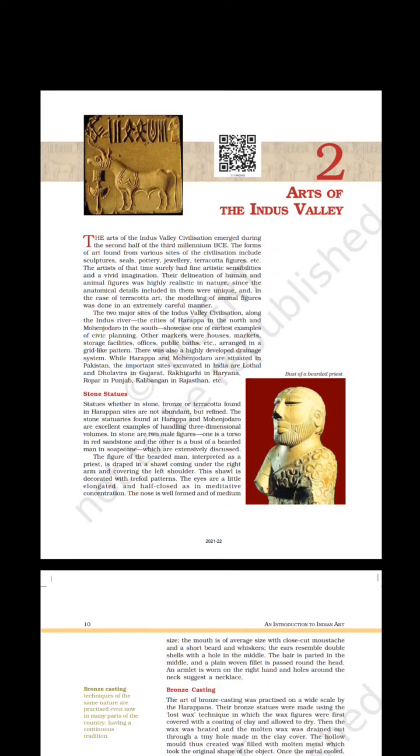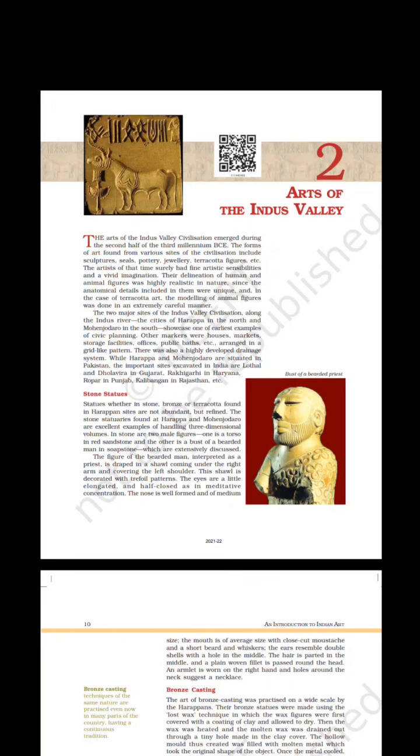The two major sites of the Indus Valley civilization along the Indus River, the sites of Harappa in the north and Mohenjo-daro in the south, showcase one of the earliest examples of civic planning. Other markers were houses, markets, storage facilities, offices, public baths, etc., arranged in a grid-like pattern. There was also a highly developed drainage system.